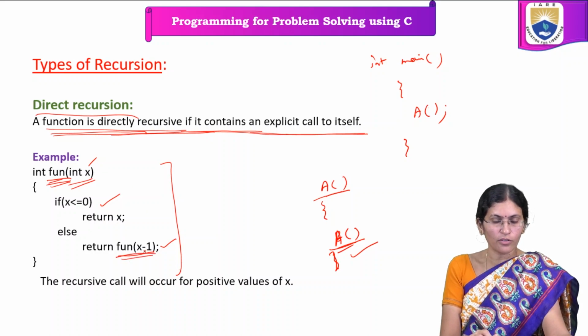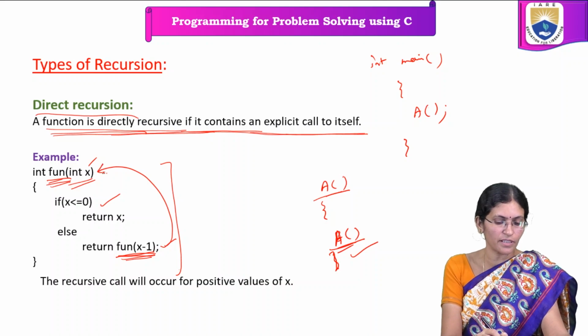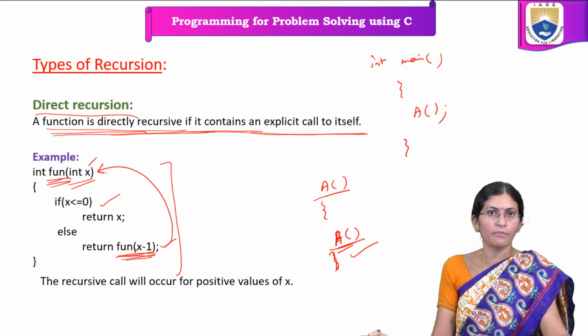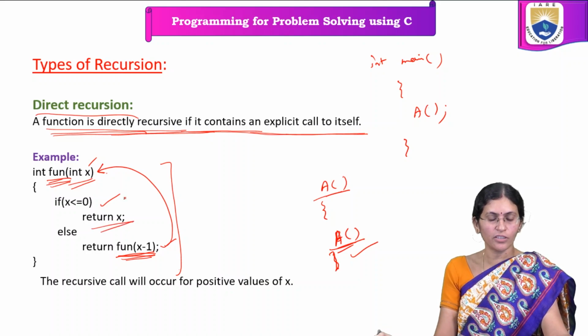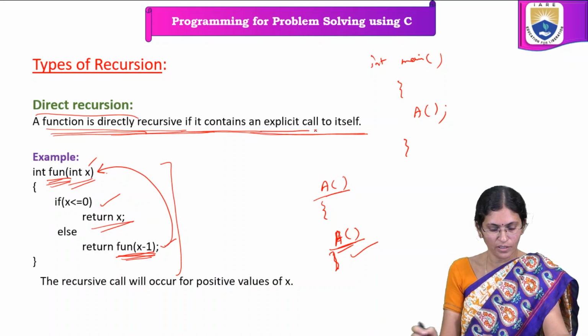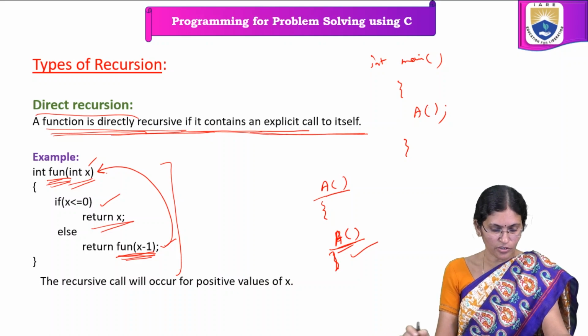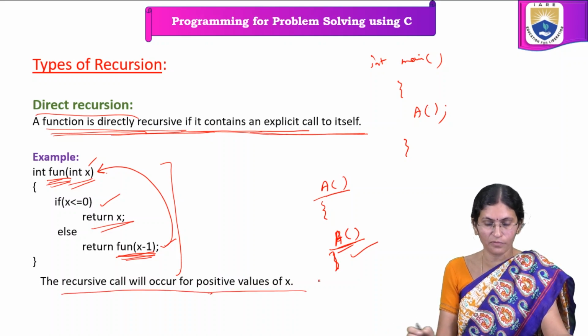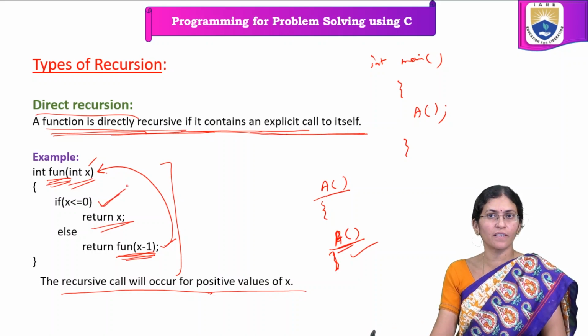Whenever this line is executed, control is again transferred here and all these statements will be executed. So this will go on repeating till this base condition is reached. This is a direct call to the function itself. This type of recursion is called direct recursion. The recursive call will occur for positive values of x, and that is what we have mentioned as the base case here.